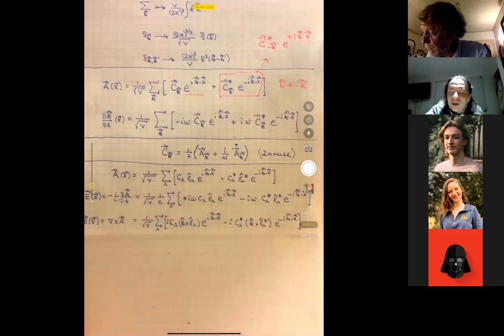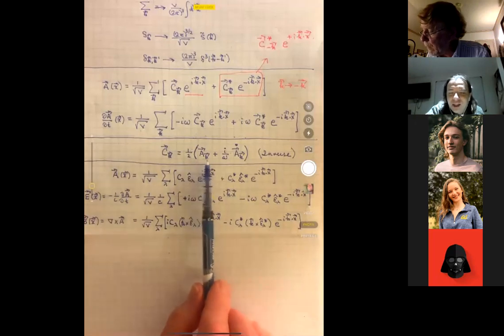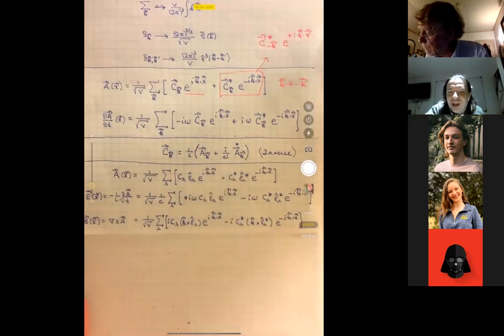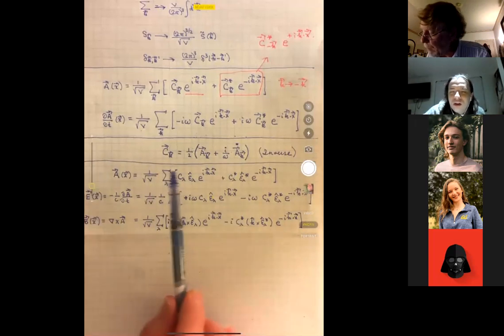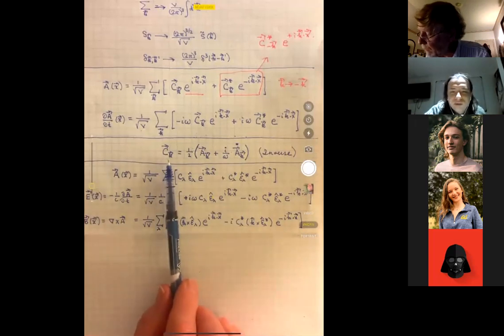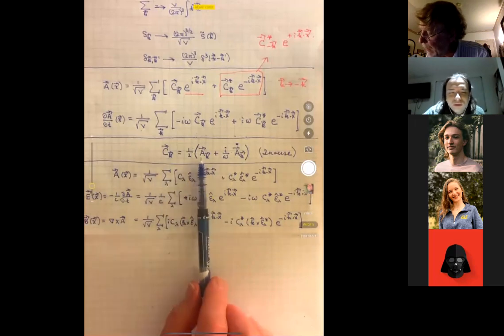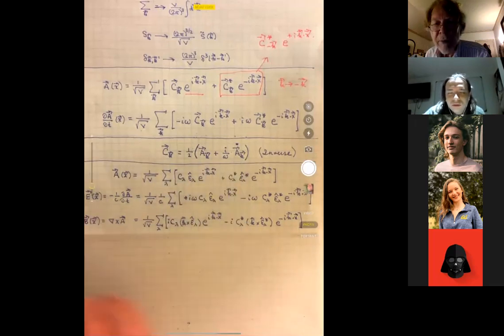Right. Okay. We are trying to say that the expression C_k equals 1/2 of A_k plus i omega A_k dot means that the A_k is sort of like the Q_k and the A_k dot is sort of like the P_k. No, it isn't as simple as that. The Q_k and P_k are the real and imaginary parts of the C_k. The A_k and A_k dots are not real. They're complex because they're Fourier coefficients.